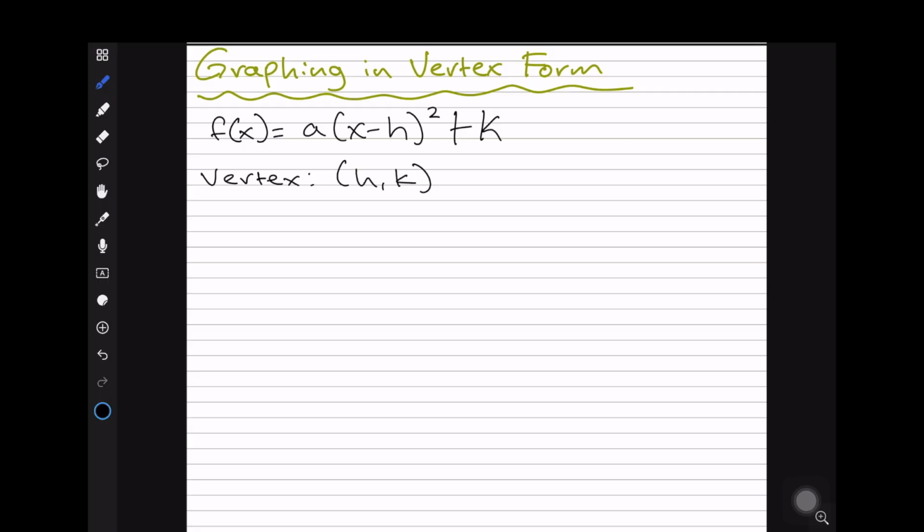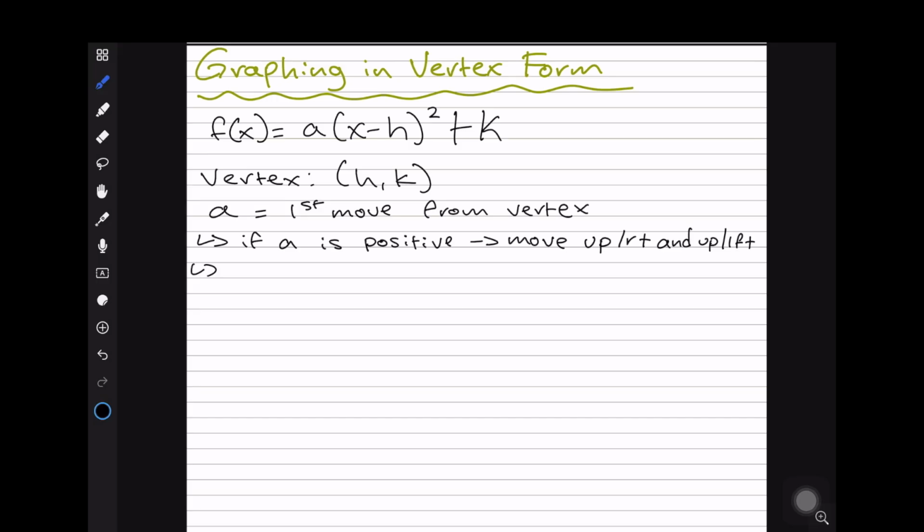But yeah, going back to the video, you want to graph vertex form by looking at the a. So the a is going to be the slope, and that's like your first move from the vertex. So if a is positive, you're going to move up and to the right, and you're also going to move up and to the left. Now, if a is negative, you're going to move down to the right, and you're also going to move down to the left. So let's take an example.